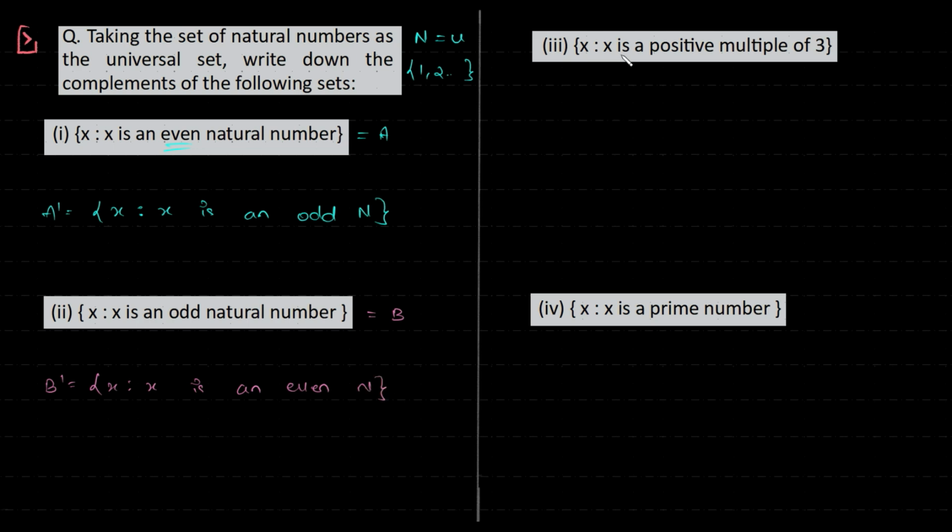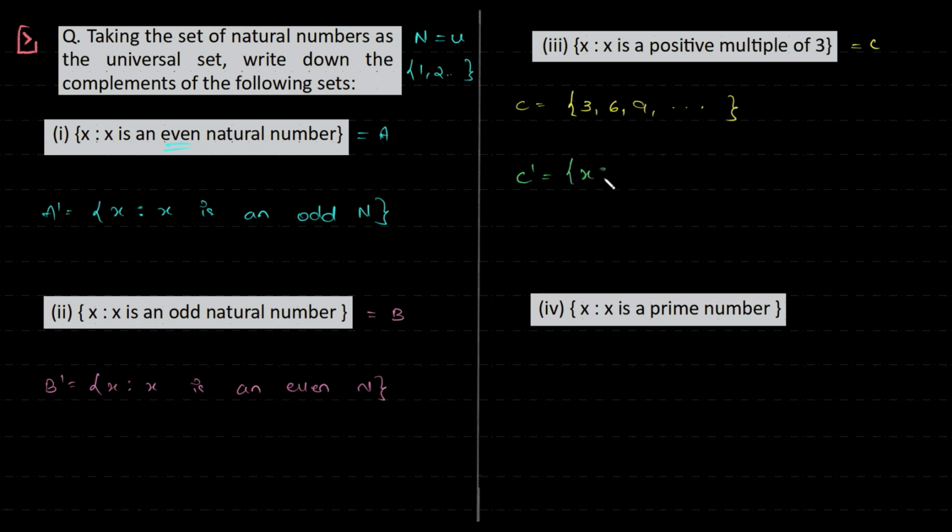Next thing, x is a positive multiple of 3. So if I call this C, set C would be made up of 3, 6, 9, and so on and so forth. Do you guys agree? Okay. Now C dash would be what? C dash clearly would be 1, 2, not 3, 4, 5, not 6, and so on and so forth.